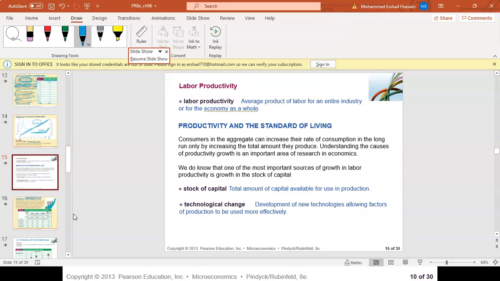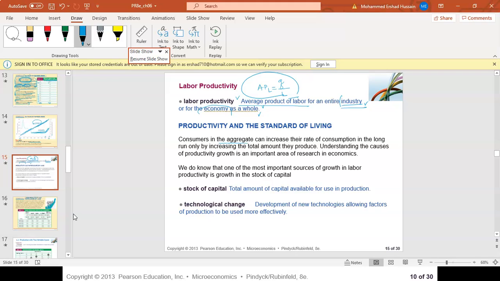Now, labor productivity, as we said, is the average product of labor, APL. So total output divided by total labor, that is output per worker, that is the average product of labor. For an entire industry or for the economy as a whole, we call it labor productivity. For an industry, you take the output Q of the entire industry divided by the labor employed in that entire industry. That is the average product of labor for that industry, or we can do it for the economy as a whole.